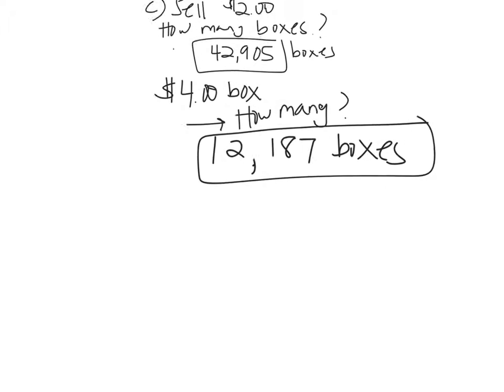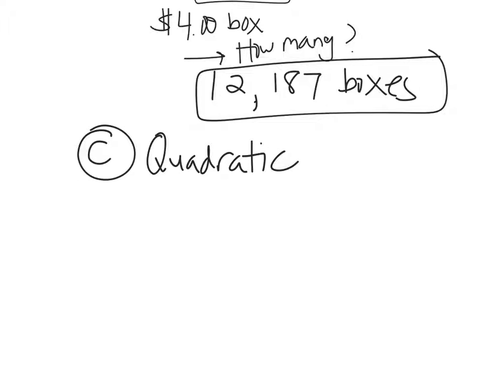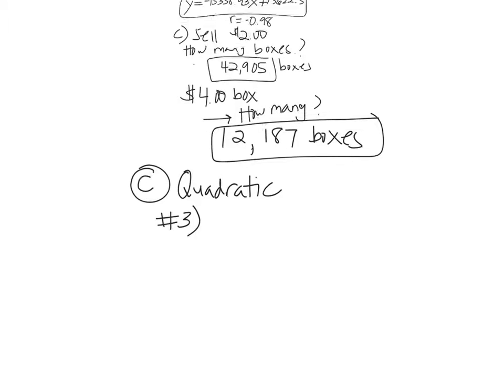Now let's go ahead, and what we're going to do in part C is we're going to do some quadratics. And we've got quite a few of these. Okay, so let's go back to this. We're going to stick with the cereal problem right now. So number, what are we on? 3? 4? Number 3, maybe? 4, sorry. Number 4.